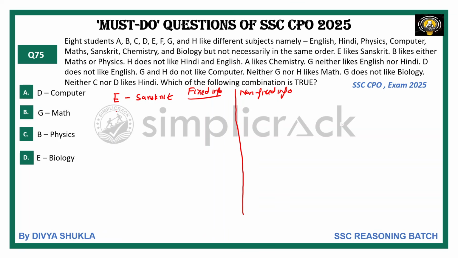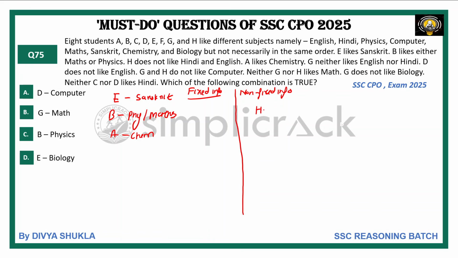B likes either physics or maths. Okay, got it. Now A likes chemistry. Now let's write the non-fixed information.